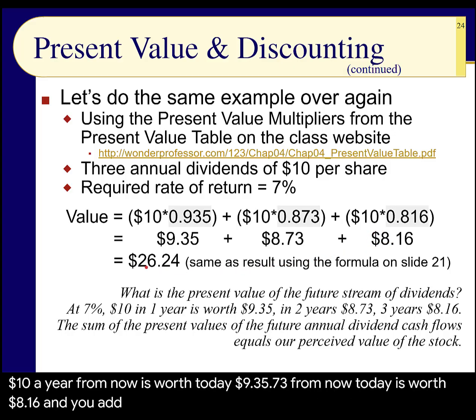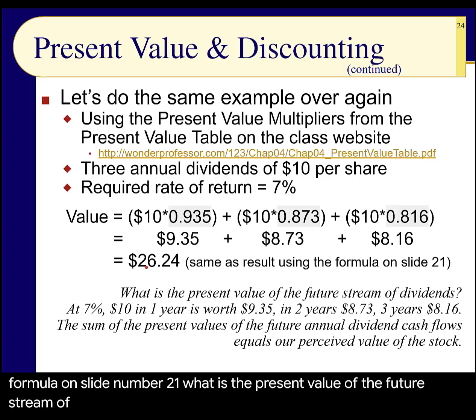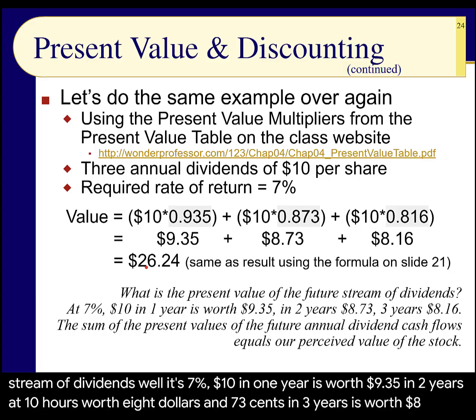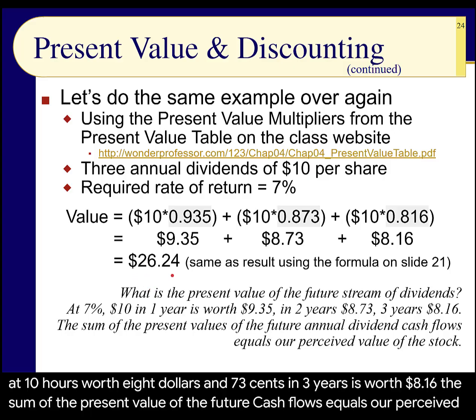And you add the 3 up and you get the same value as the formula on slide number 21. What is the present value of the future stream of dividends? Well, it's 7%. $10 in 1 year is worth $9.35. In 2 years, that $10 is worth $8.73. In 3 years, it's worth $8.16. The sum of the present value of the future annual dividend cash flows equals our perceived value of the stock.